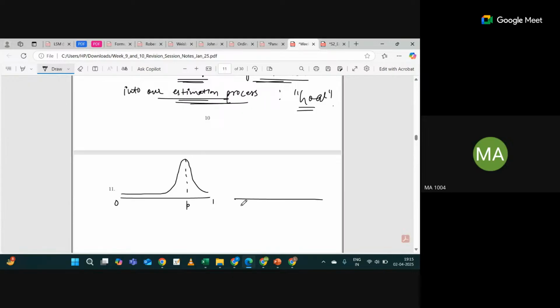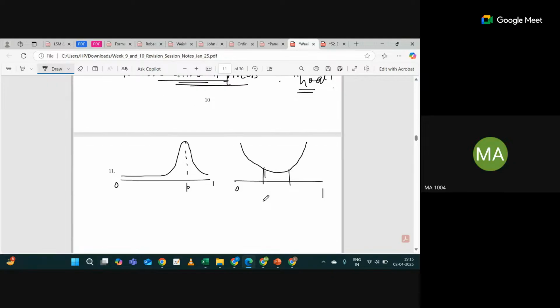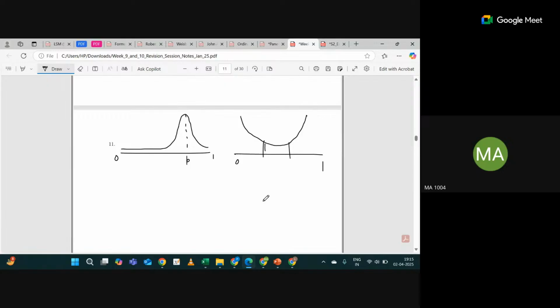It can be here, something like this, between zero and one. Yes or no? P can be anywhere in between, right? It's not fixed. This is a random variable. This is not fixed. Are you getting my point? Because you just have an idea that this is close to one, but you don't know, right?